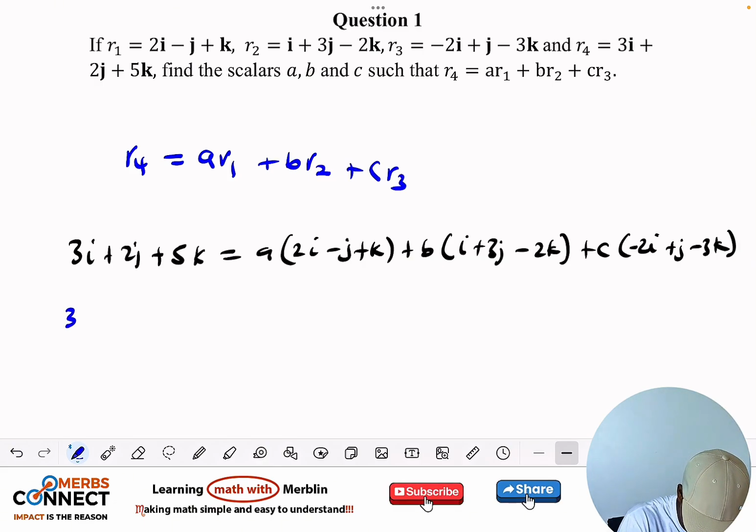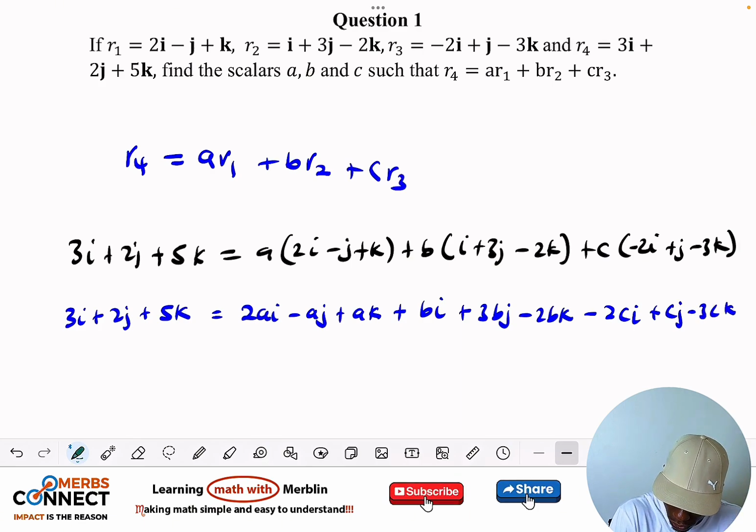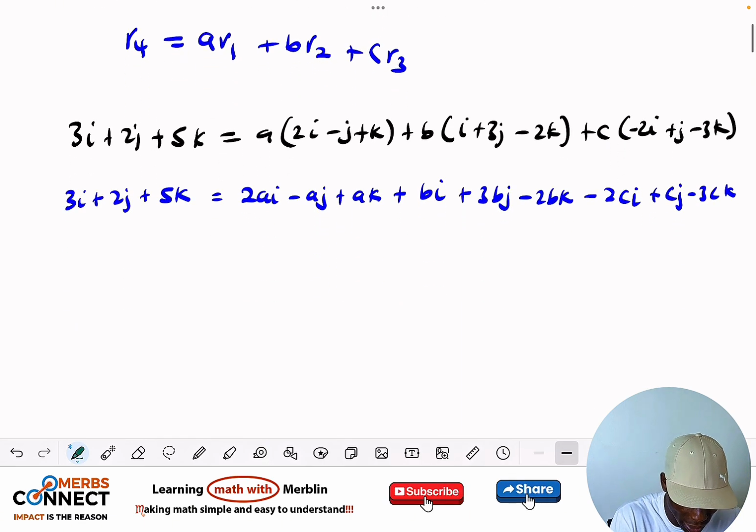So I have 3i plus 2j plus 5k is equal to, this is the same as, 2ai minus aj plus ak plus bi plus 3bj minus 2bk plus minus 2ci plus cj minus 3ck. So let us group like terms and see what we are going to get from this.